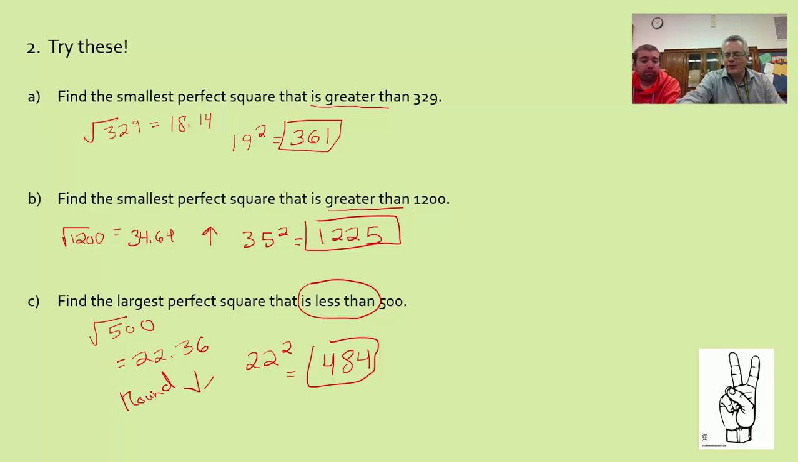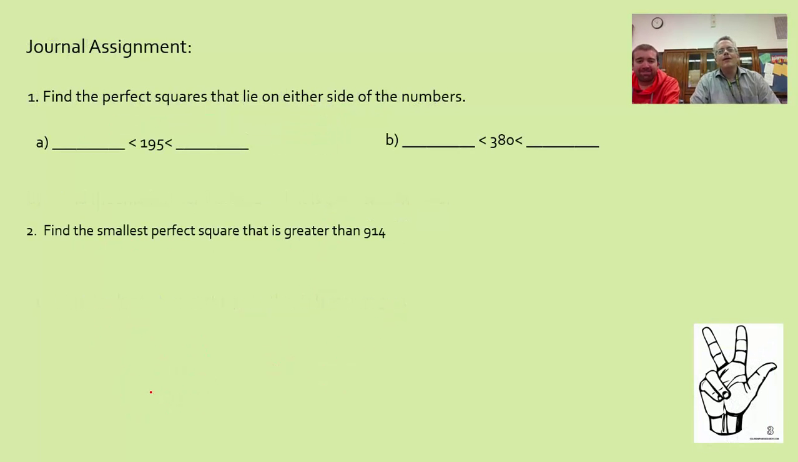It's also good to do math in pairs. All right, so here's your journal assignment. Number one, like the first set of examples we did: find the perfect squares that are on either side of the numbers 195 and 380. Then for number two, find the smallest perfect square that is greater than 914. All right, go for it.